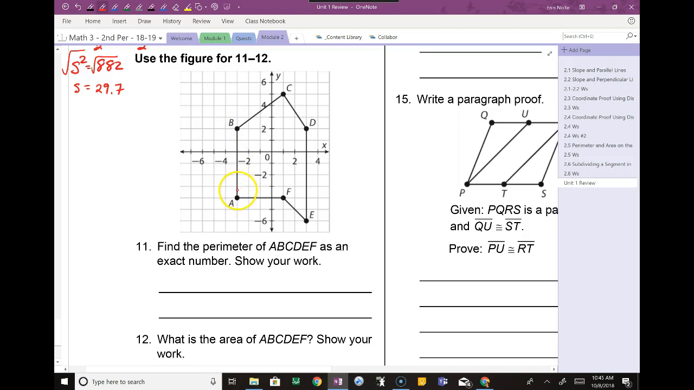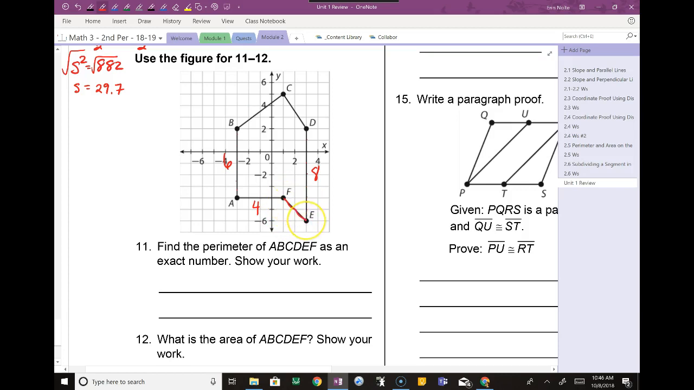So A to B is 1, 2, 3, 4, 5, 6. A to F is 1, 2, 3, 4. From D to E is 1, 2, 3, 4, 5, 6, 7, 8. And I have 3 diagonals. So for me to find the distance from those diagonals, I'll start here.